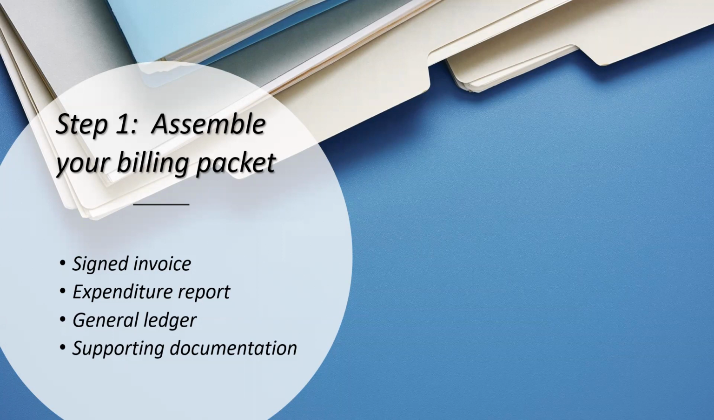Your invoice amount should match the expenditure report, which should match the general ledger exactly, and every single item on the general ledger needs to have a friend, a piece of supporting documentation to back it up. It is preferable that all of these items are put into one PDF file.